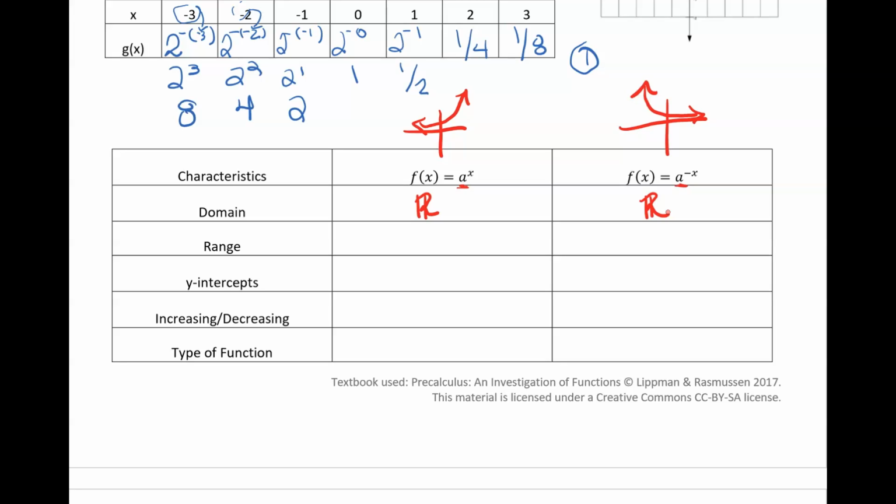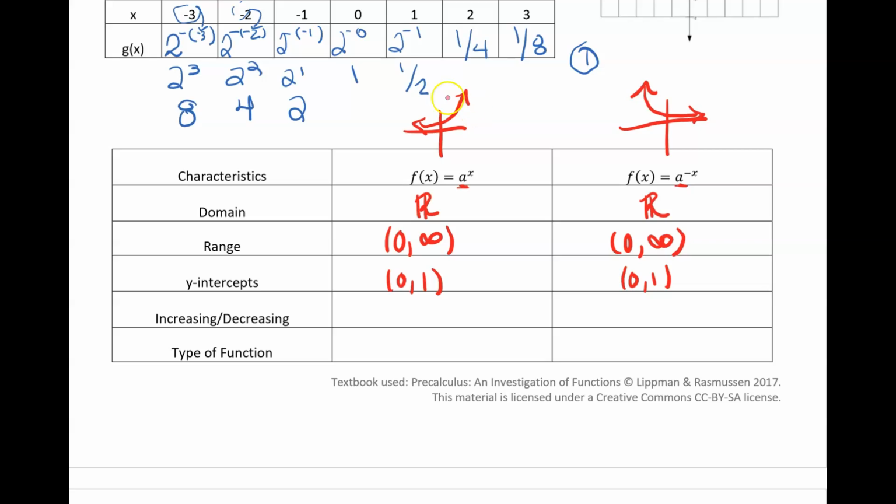When we get to range, we've already stated they both existed in the top 2 quadrants. No matter what we did, even in plugging 0, we never got an output of 0. So this is going to be a range from 0 to infinity, keeping them all positive. And we made that observation. You'll notice on both your graphs that we had a y-intercept of 0, 1. And that was true whether we had that negative or not.